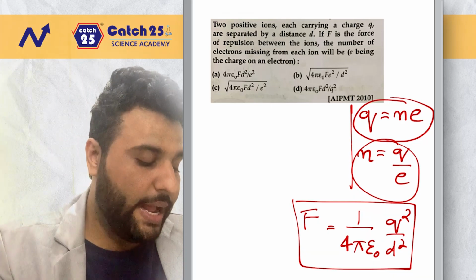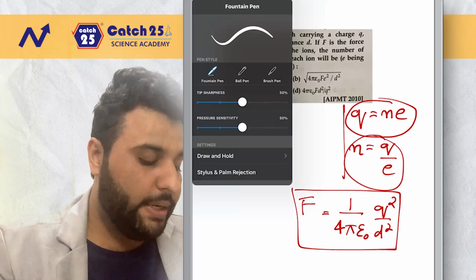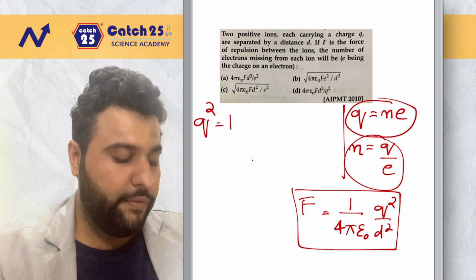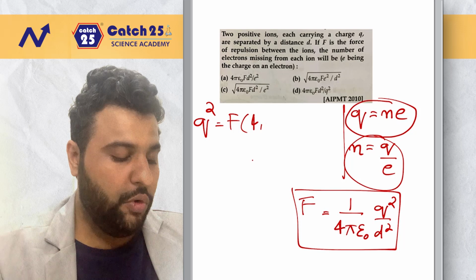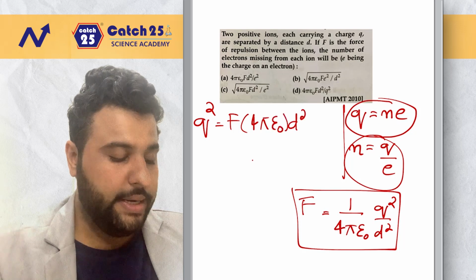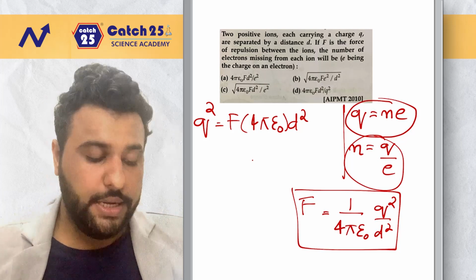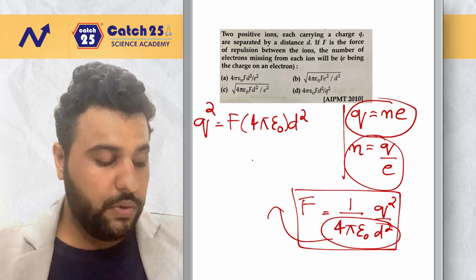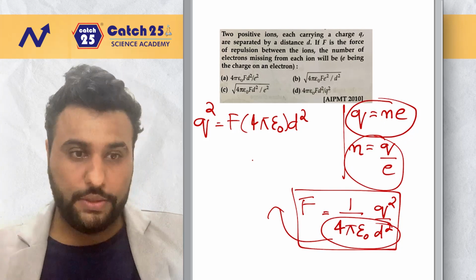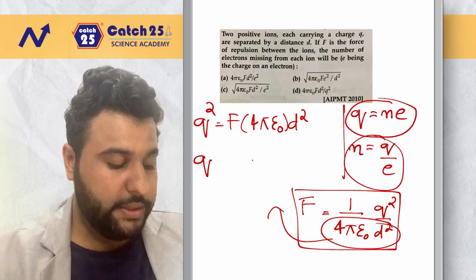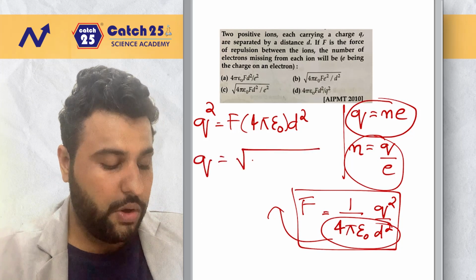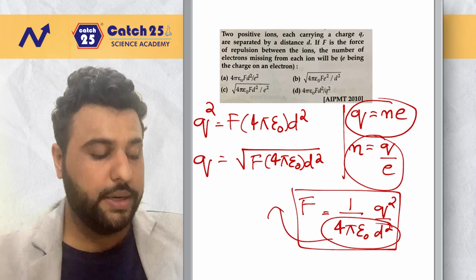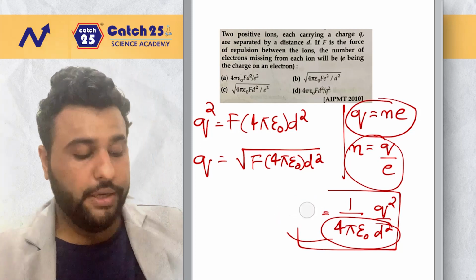So, if I do that, I will get Q square equal to F into 4 pi epsilon naught D square. Check. I have taken this over here. So I get Q square is equal to F into 4 pi epsilon naught into D square, or Q is equal to square root of F into 4 pi epsilon naught into D square. Therefore, I got the answer for my charge.